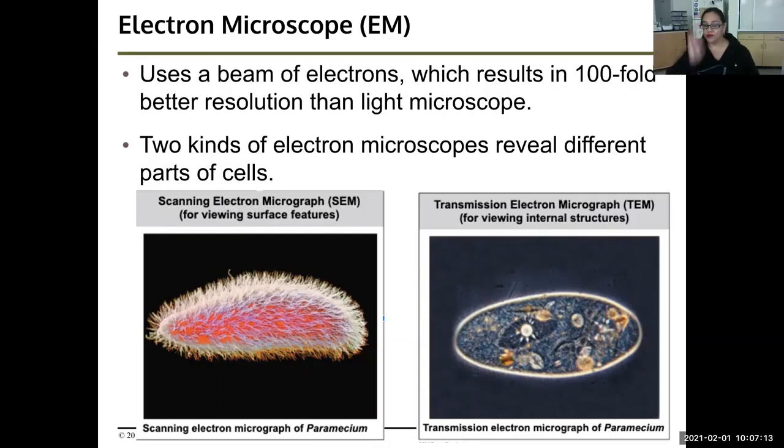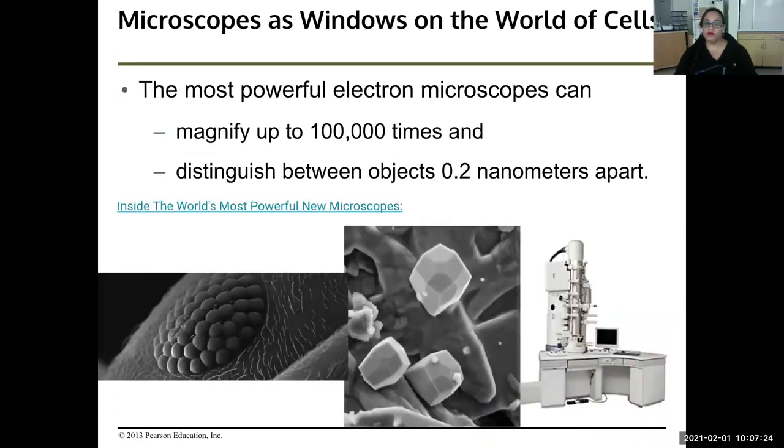The electron microscopes are usually used at research facilities. The most powerful electron microscopes can magnify up to 100,000 times and distinguish between objects that are 0.2 nanometers apart, which is very, very, very small. On the left, you can see the eye of an insect in great detail. And in the middle, I believe those are salt crystals. That's what salt looks like, very, very highly magnified.